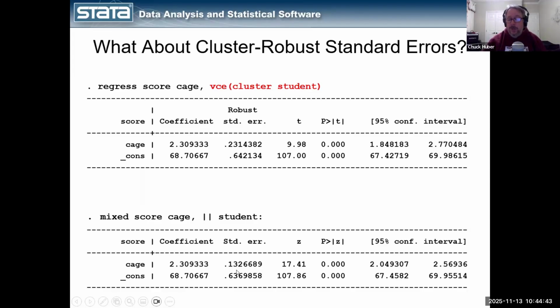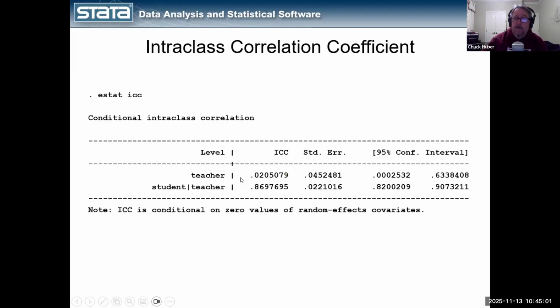The standard errors will be different, so the confidence intervals will be a little wider or narrower depending on which method we use. But the fixed part, the actual coefficients, will be the same. And in this case, the p-values are all very small, so it doesn't make a big difference which method we use. Okay. You can, if you want, estimate something called the intraclass correlation coefficient.